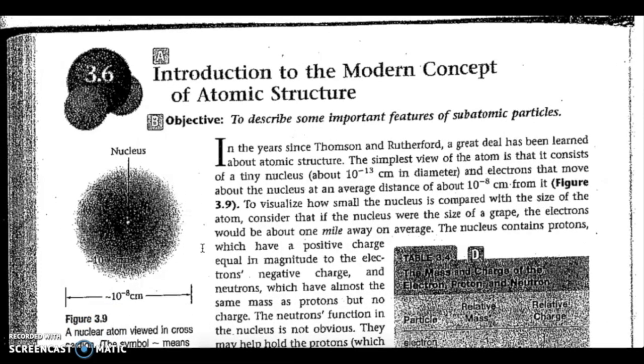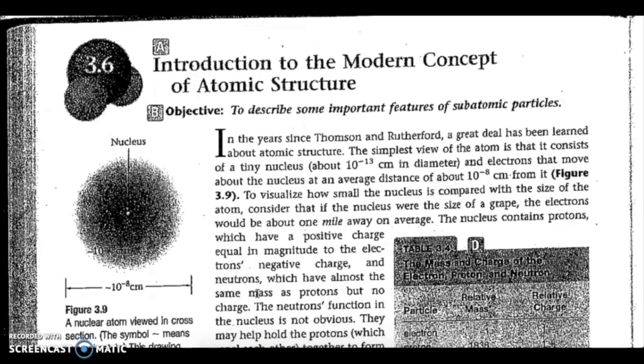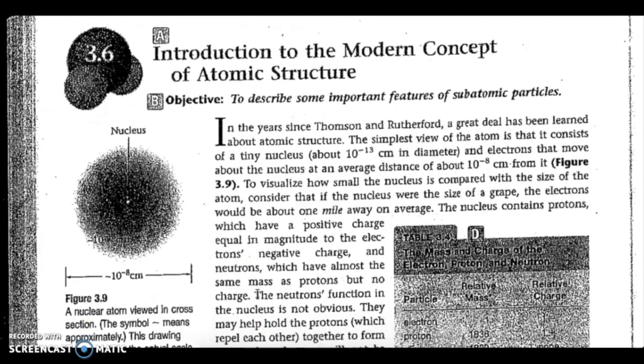Introduction to the modern concept of atomic structure. Objective: to describe some important features of subatomic particles. In the years since Thomson and Rutherford, a great deal has been learned about atomic structure. The simplest view of the atom is that it consists of a tiny nucleus and electrons that move about the nucleus at an average distance of about 10^-8 centimeters from it. To visualize how small the nucleus is compared to the size of the atom, consider that if the nucleus were the size of a grape, the electrons would be about 1 mile away on average.